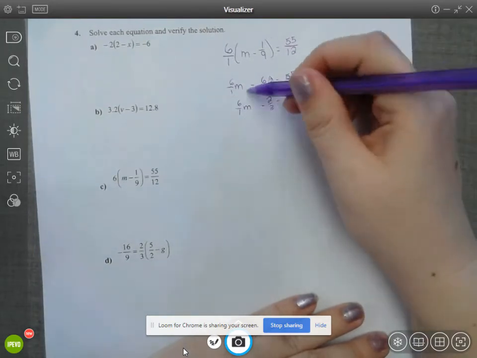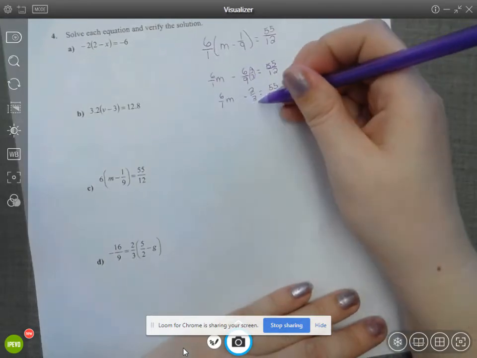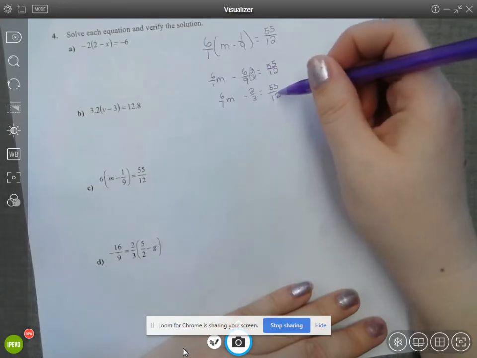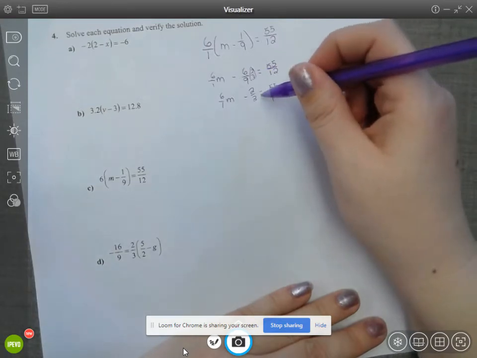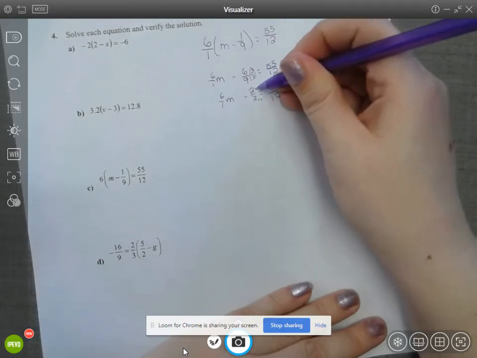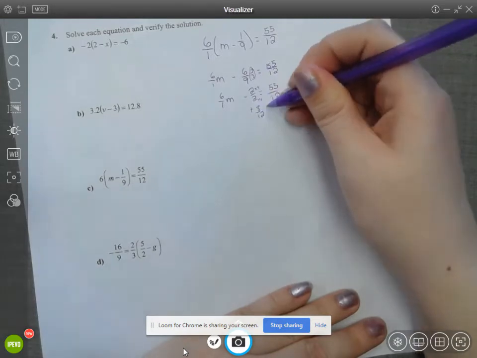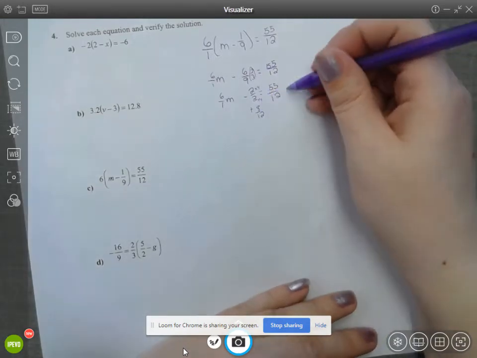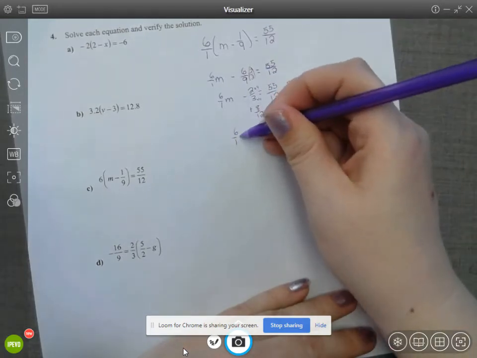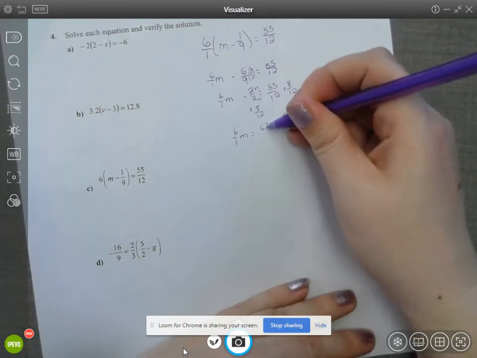Now, to get my variable by itself, I'm going to do the opposite of subtracting 2/3, which means I need to add 2/3 to both sides. When I add fractions, I need to have a common denominator. So the common denominator is actually going to be 12. So times 4, times 4. So that means I am actually adding 8/12 to both sides. So I'm going to add 8/12 here and add 8/12 there. That leaves me with 6 out of 1m is equal to 63 out of 12.